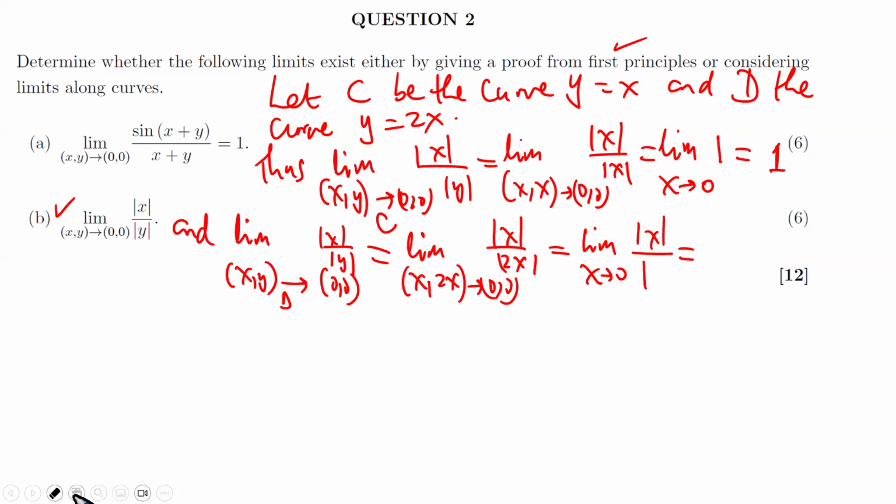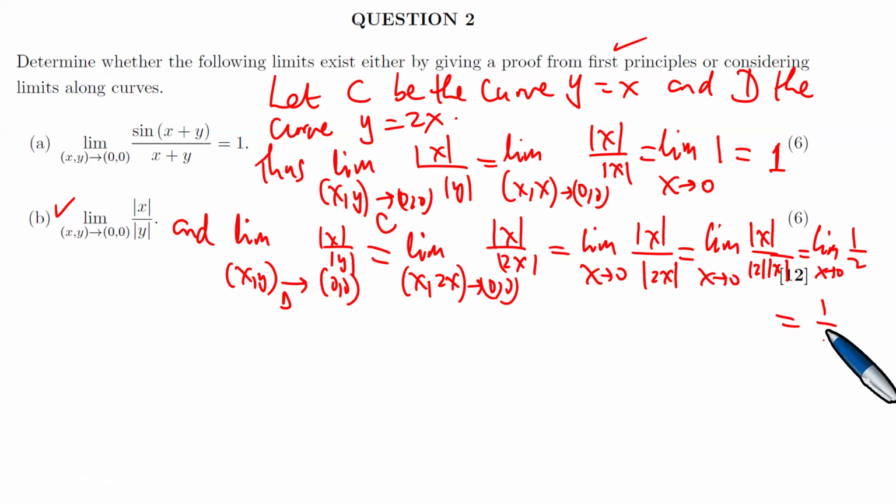So we have 2x here. What is this? This is the limit, x approaches 0, of modulus of x over 2 modulus of x. Modulus of x cancels, giving us the limit as x approaches 0 of 1/2. And this is 1/2. We have one limit that is 1, and the other limit is 1/2. Because these are different, it means the limit does not exist.